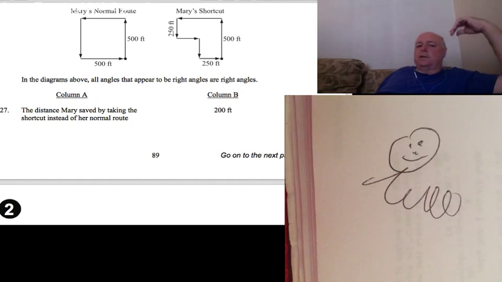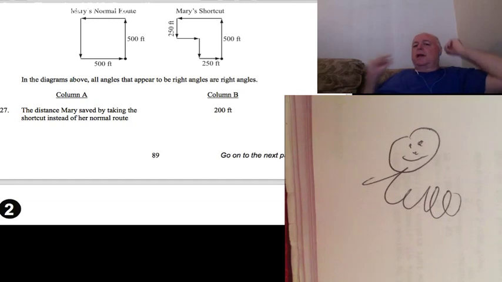So let's analyze this. It has Mary's normal route. We see a square with 4 arrows pointing. It seems to indicate a direction, so Mary must be walking somewhere. So it shows a square 500 by 500. That's how we know it's a square.